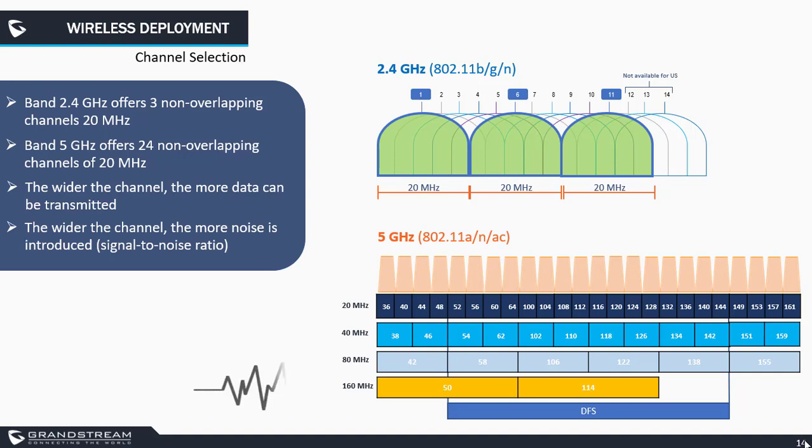When selecting wider channels, you should be aware that wider channels can negatively impact the quality of the wireless signal because of the noise that is introduced into the signal. And personally, I would recommend using channels with a width of 20 megahertz, or 40 megahertz in case you want to have more throughput.